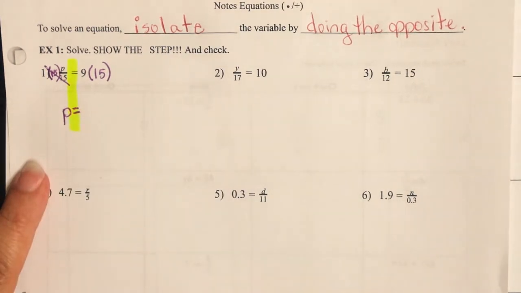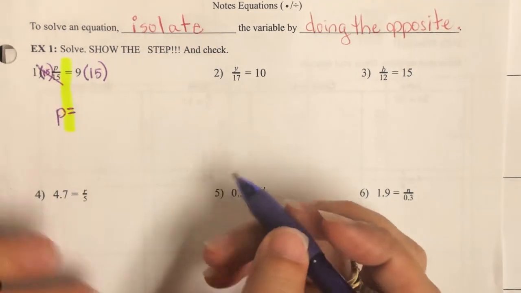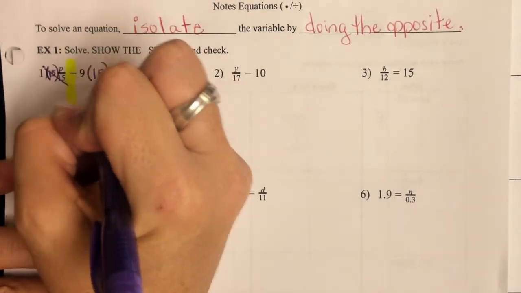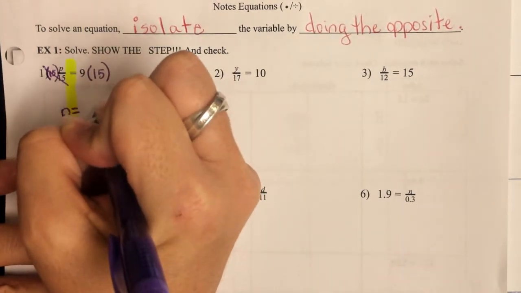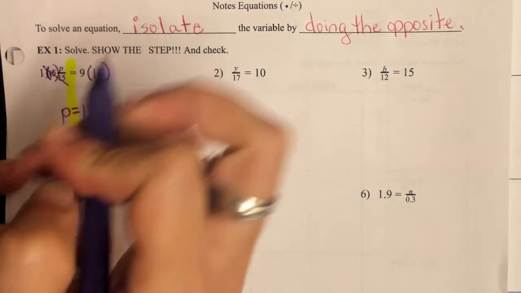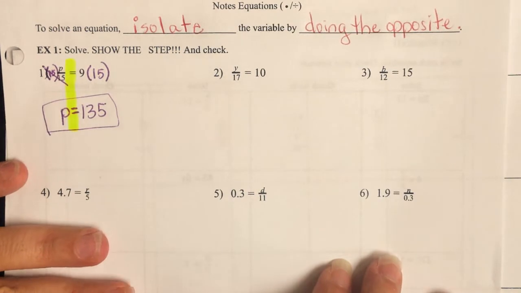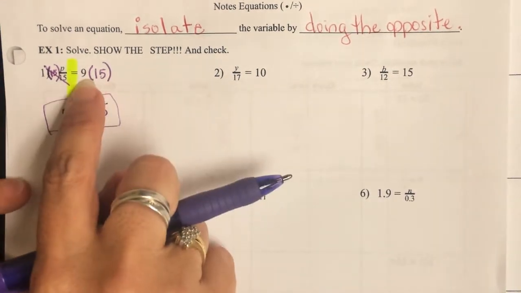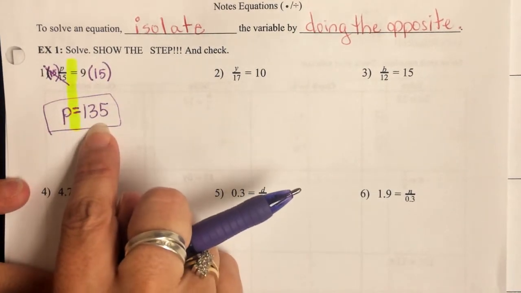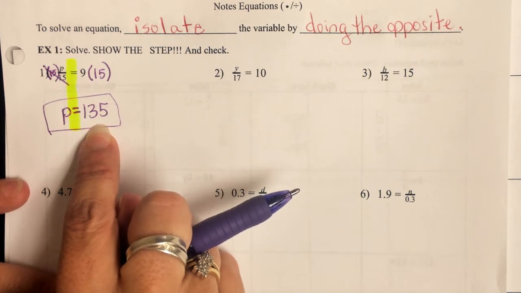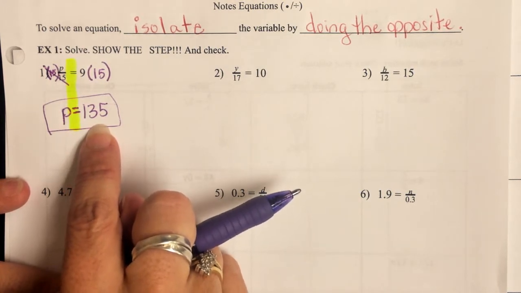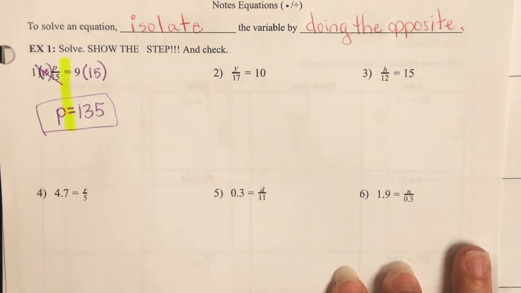Our solution or our answer is going to come from the other side. The 9 times 15. So 9 times 5 is 45. 10, 11, 12, 13. I literally multiplied that out and I get 135. I literally did 9 times 15 to get the answer. The steps are no different than yesterday. It's just now we're going to be doing multiply and divide.